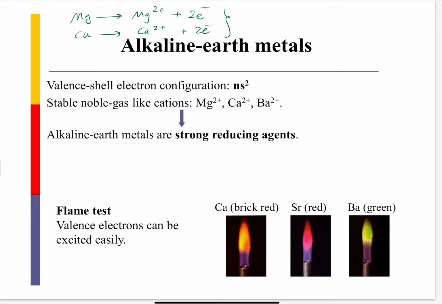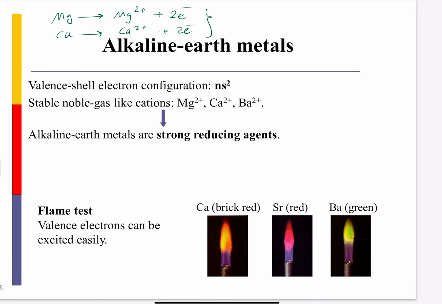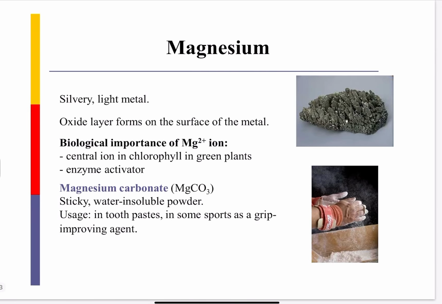The flame test is very important. For example, calcium has a brick red color and strontium is red. Barium is mostly green. Okay, we can find the difference between them also with the flame test.